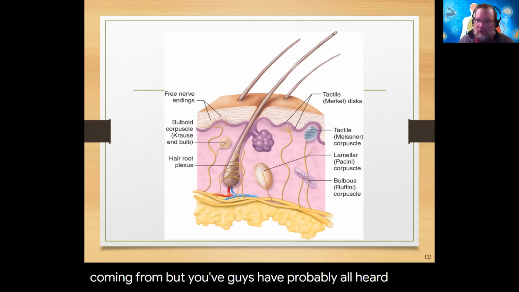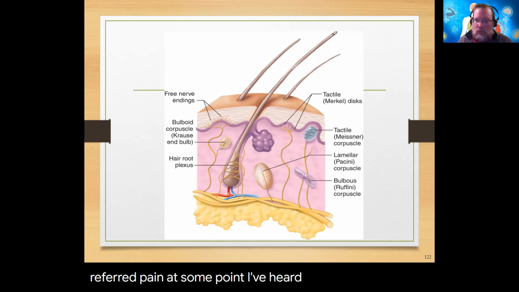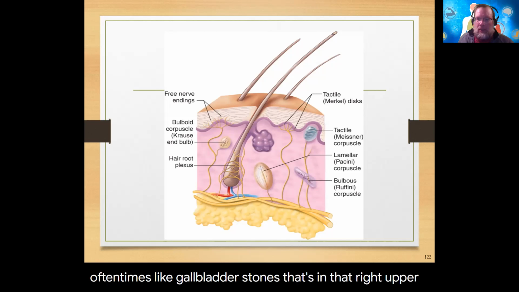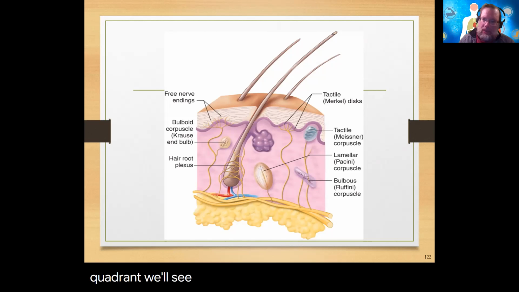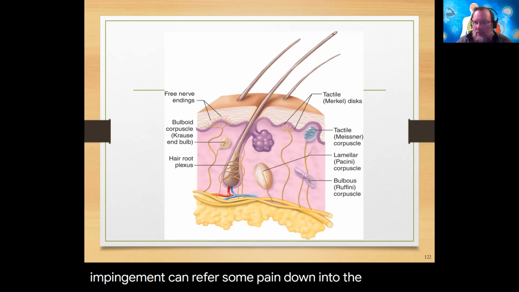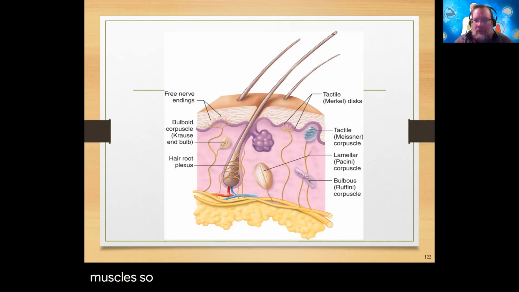But you guys have probably all heard of referred pain at some point. For example, we see oftentimes gallbladder stones. That's in that right upper quadrant. We'll see patients sometimes complaining of wraparound, sharp, kind of burning pain in the side, even maybe wrapping up in between the shoulder blades. So that's a referred pain. You see that sometimes if a nerve is impinged, like the sciatic impingement can refer some pain down into the back of the upper leg, or even all the way down into the calf muscles. So referred pain is oftentimes because these nerve endings are free.